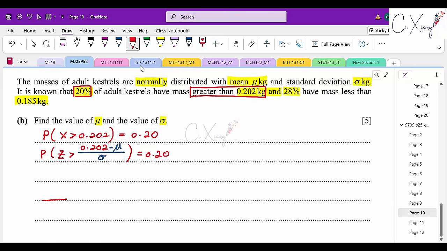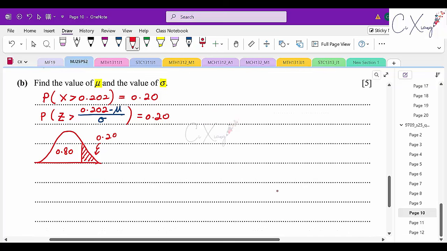From here, how can I show this in a diagram? Z greater than a value equals 0.2. 0.2 is a small area, so this is the 0.2. Then the complement area will be 0.80. This particular value here will be the z, and I want to find out this value of z.